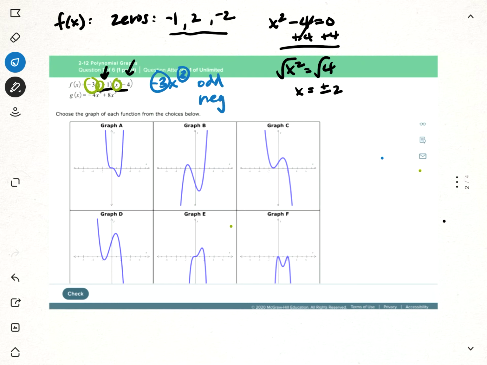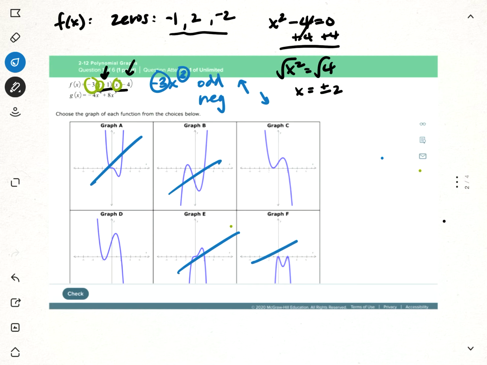We know the end behavior for an odd negative from last time is rising to the left and falling to the right. So already we can look at this and determine that, because of the negative 3x cubed, odd negative, rising to the left, falling to the right, this is out. That's rising, rising. This is falling, rising. C is okay because it's rising, falling. D is okay, it's rising, falling, and these two are out.